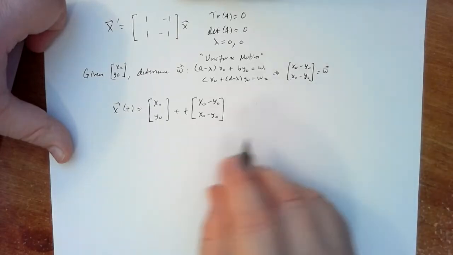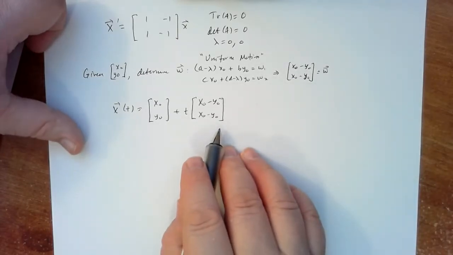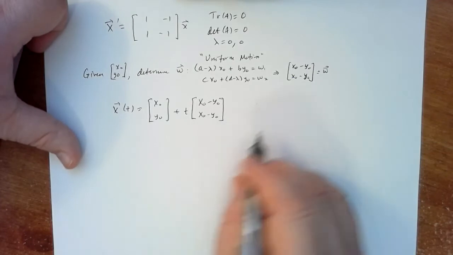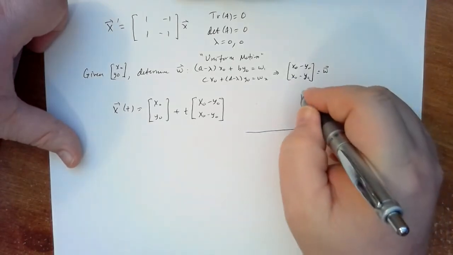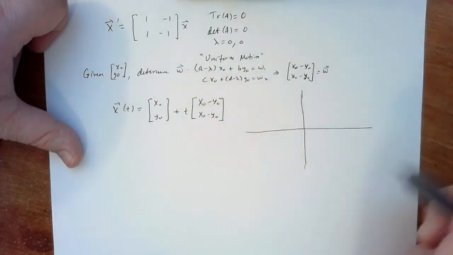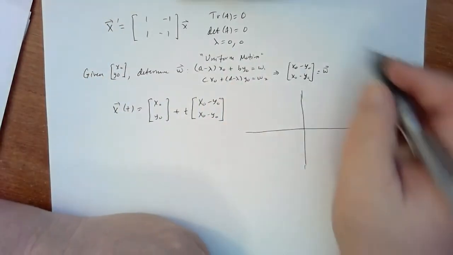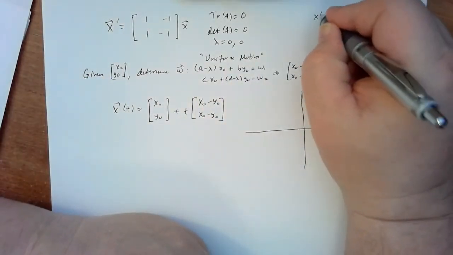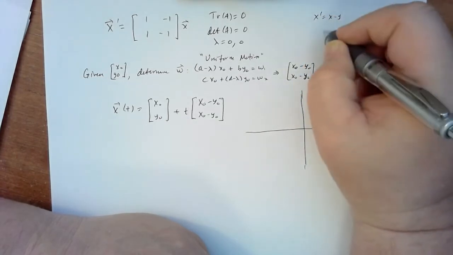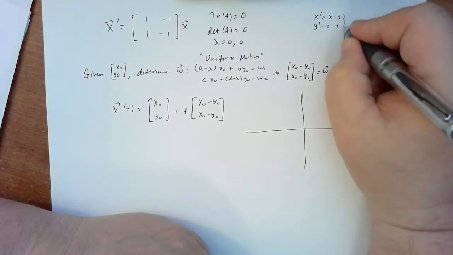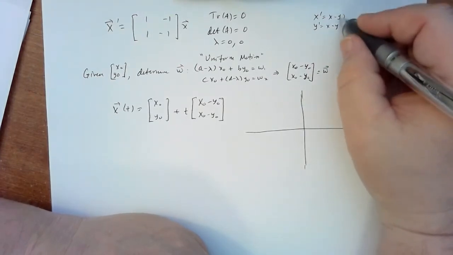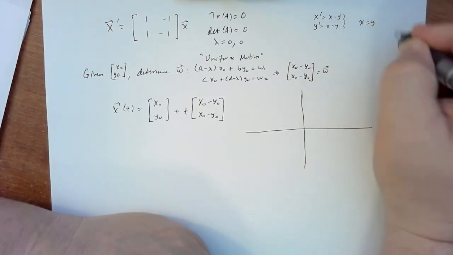Yeah, so I think we can figure out what this looks like. Where are the equilibrium solutions at? Well, remember, we have x prime is equal to x minus y, and y prime is also x minus y. And so we see here that our equilibriums, our null lines, are where x equals y.